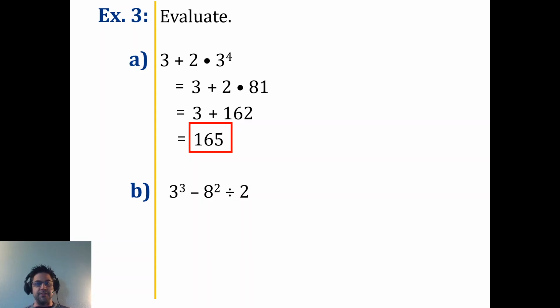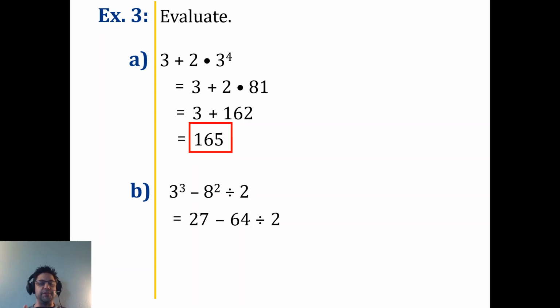All right, exponents first, because we don't have any parentheses. So 3 cubed, you should already have that memorized. 8 squared, you should already have that memorized. But if you didn't, remember, it's 3 times 3 times 3, and then 8 times 8. So we have 27 subtract 64 divided by 2.